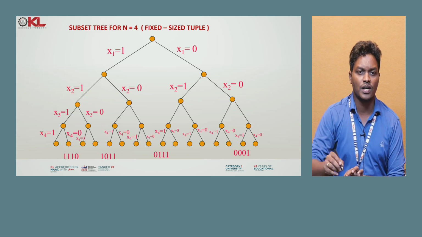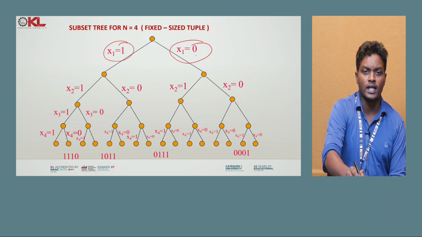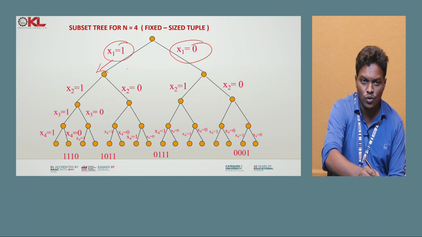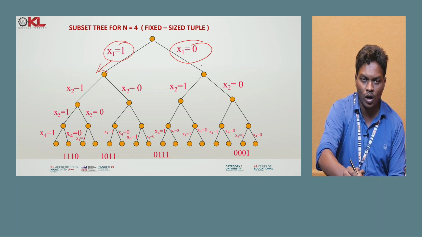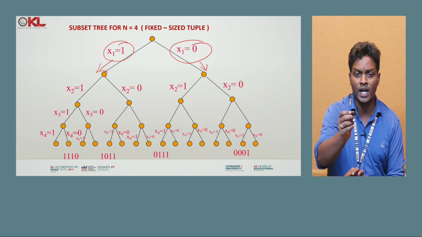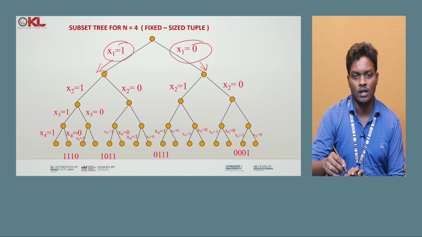The bounding function will take xi equal to 1 or xi equal to 0. It represents that if the item is found, we will increase the tree formation in the leftmost derivation, whereas if the item is not found, we will increase the tree in the rightmost derivation tree. So by solving this subset tree, with a fixed tuple, we are going to solve this sum of subset problem.